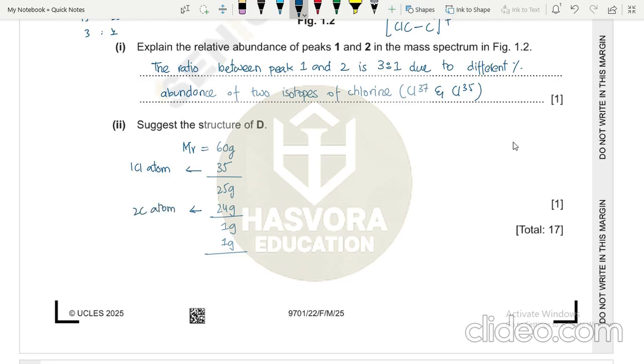Now let's try to draw the structure. This is C, and here we will have the hydrogen at the other end and we can have a Cl, and now we have two bonds left to make. We can clearly see from the mass spectrum that there are no other atoms involved. So we will just make two bonds here. This means there is a triple bond between the carbons. So this is the structure of D.